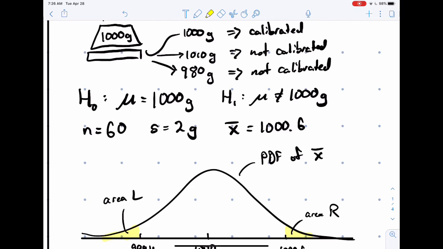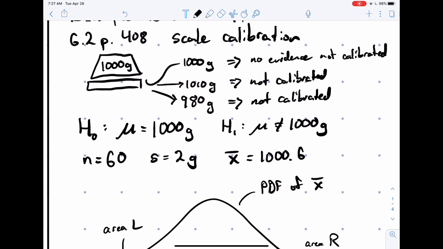But that's how statistics works. People commonly misinterpret this, and I'll have more about that in the next section. Anyway, it does not say that the scale is calibrated, as I've concluded over here. A more precise statement is to say there's no evidence that it's not calibrated.